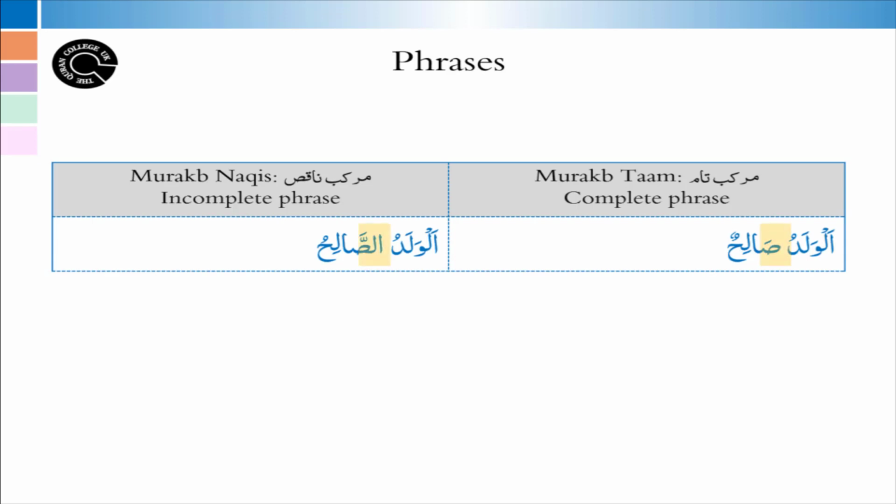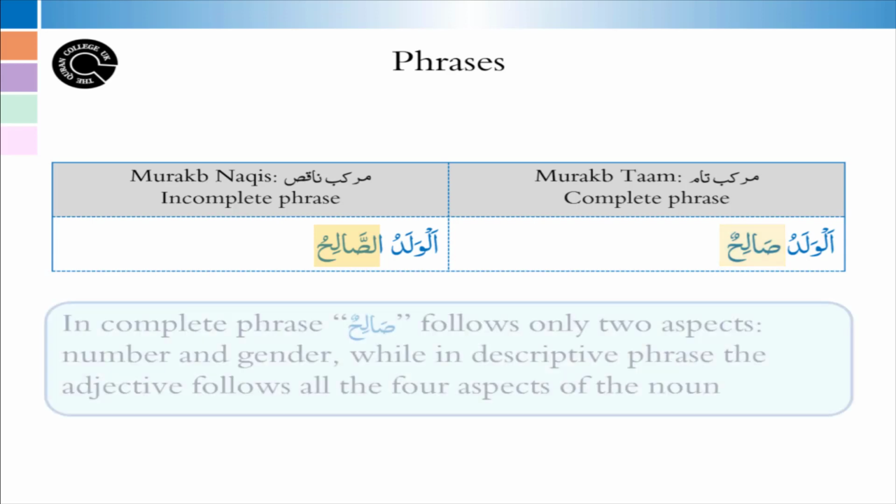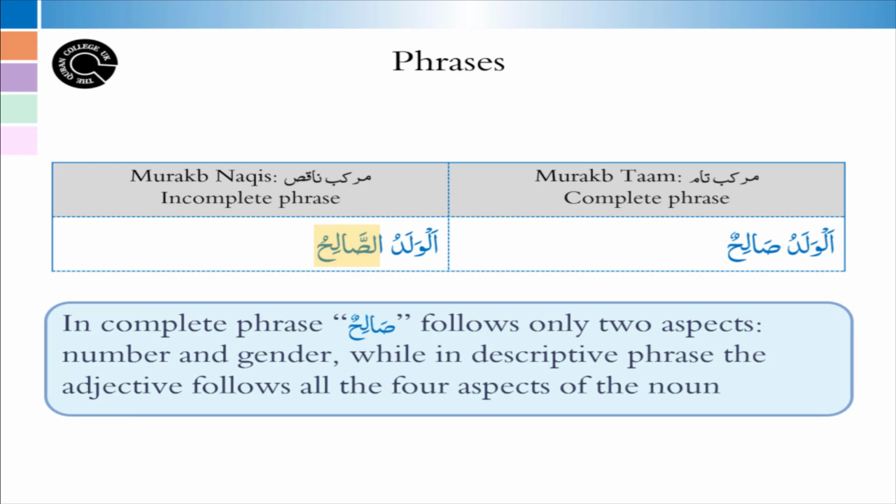The first difference is that the word salihun is with al in the incomplete sentence. The second difference is that the last letter has double vibration. The final couple of differences cannot be observed from the words. The third difference is that salihun is used as a noun or explanation, while in the incomplete phrase it is used as an adjective. The fourth difference is that in the complete sentence, the word salihun follows only two aspects, number and gender of the subject, while in the incomplete sentence, it has to follow all four aspects: number, gender, accident, and case of the al-waladu.